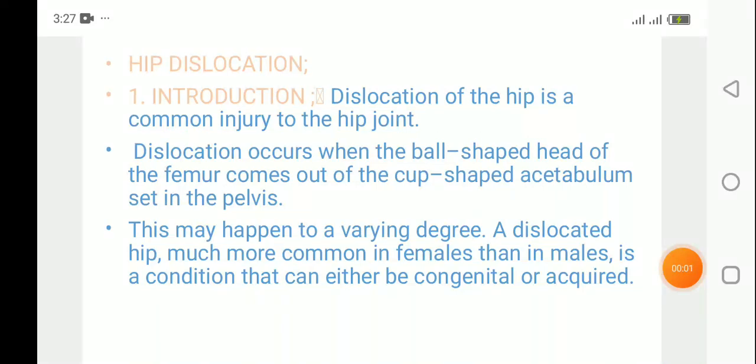Some of the ortho problems in pediatrics, and today let us discuss hip dislocation in children. Hip dislocation is a common injury in children, and it occurs at the hip joint when the ball-shaped head of the femur comes out of the cup. You know that the hip is a ball and socket joint, and when the ball comes out of this socket, that leads to dislocation of the hip.